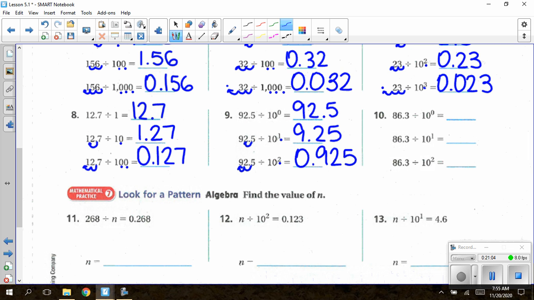For question number 10, 86 and 3/10 divided by 10 to the 0 power leaves me with 86 and 3/10. Divided by 10 to the first power is 1 swoop to the left from my decimal, so 8 and 63 hundredths. And divided by 10 to the second power is 2 swoops to the left from my decimal, and that gives me 863 thousandths.